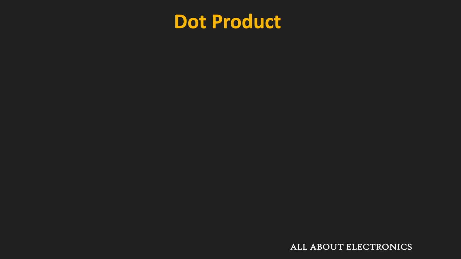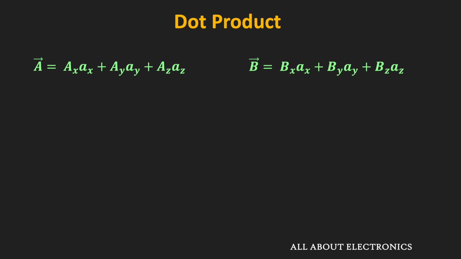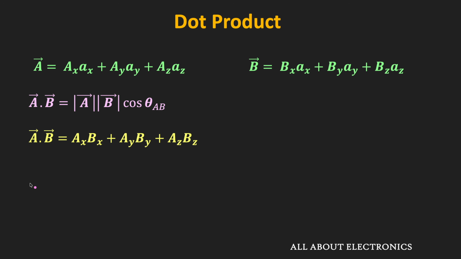Apart from that, if we know the two vectors A and B, then with the help of the dot product, we can find the angle between the two vectors. So let's say the two vectors are the vector A and B. We have seen that as per the definition of the dot product, A dot B is equal to A times B times cos of theta AB. Moreover, we have also seen that A dot B can also be found by multiplying the vector A and the vector B component-wise. So from this expression, we can say that cos of theta AB is equal to A dot B divided by the magnitude of A times the magnitude of B.